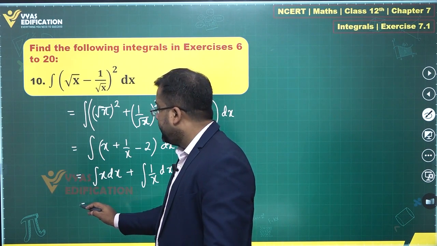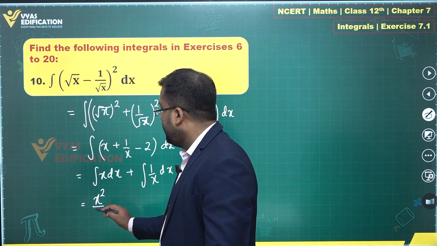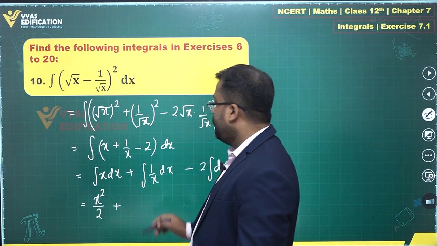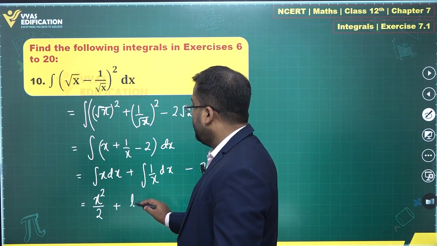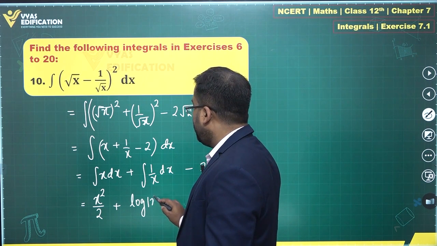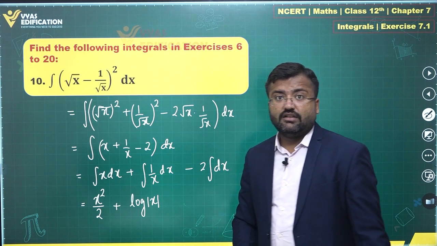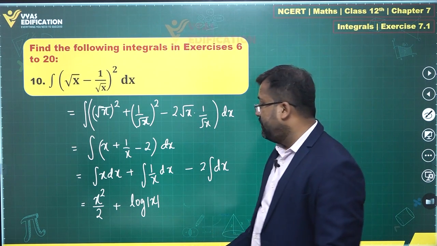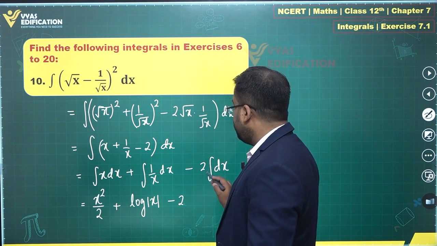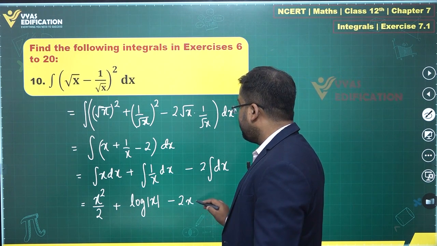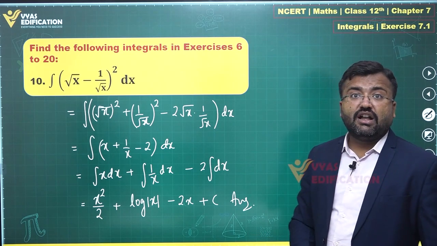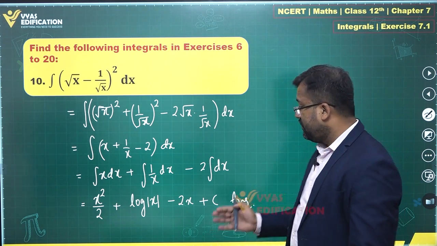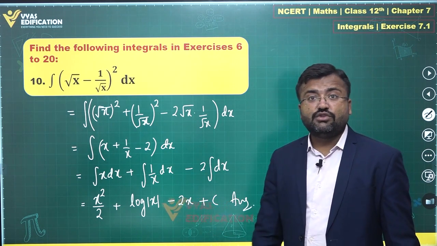What is integral of x? This is x power 2 by 2 plus, what is integral of 1 upon x? Integral of 1 upon x is log of mod x. This is part of the standard formula. Minus 2 times integral of 1 dx will be x plus a constant of integration, and that is the required answer for this question. This is the 10th question for us.